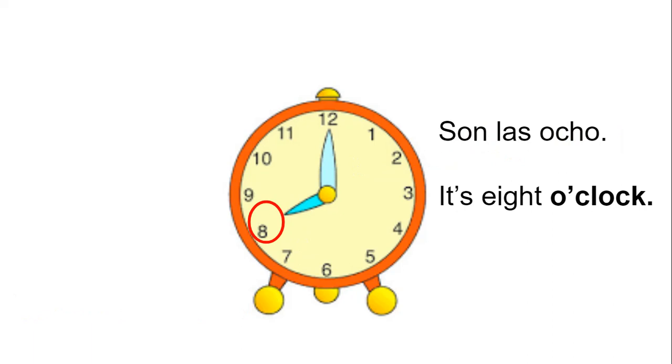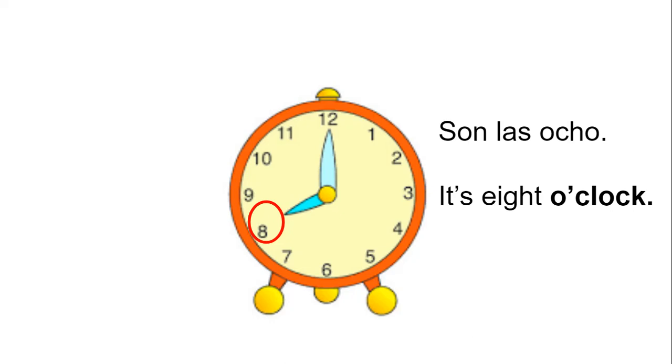The important one is the small hand. The small hand is pointing to the number 8. That is where we look to know what hour it is. In Spanish, it would be son las 8. In English, we say it's 8 o'clock.